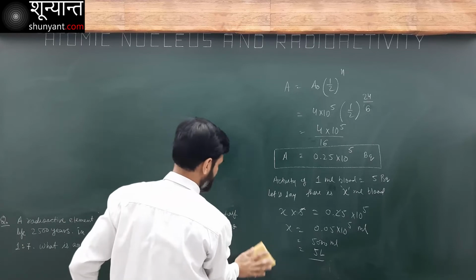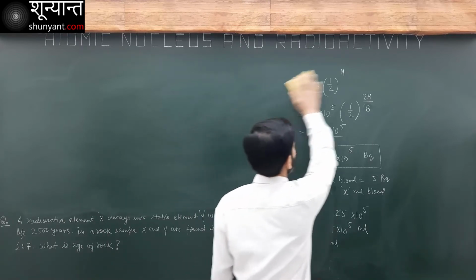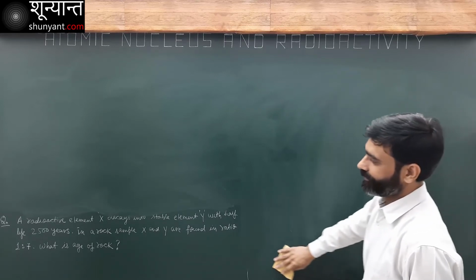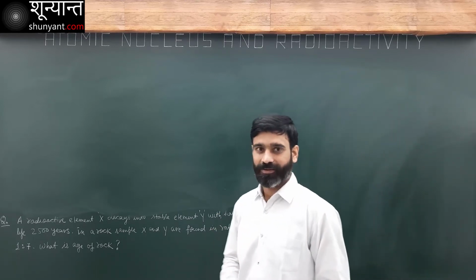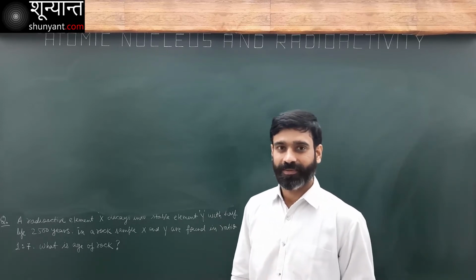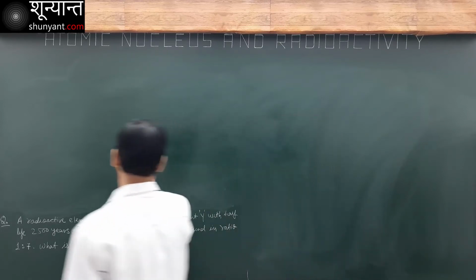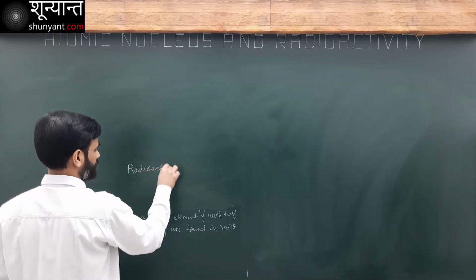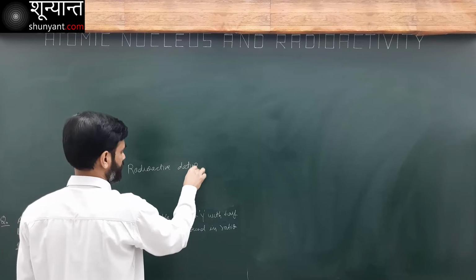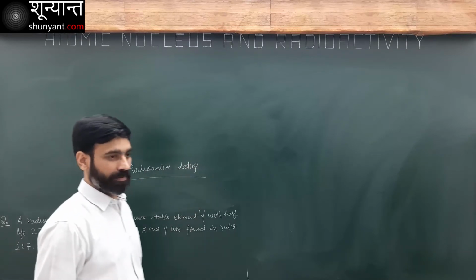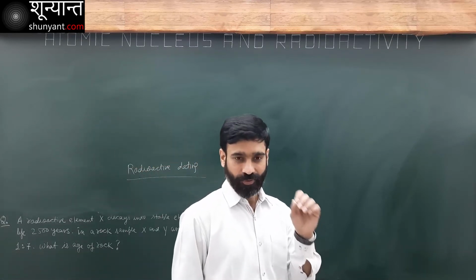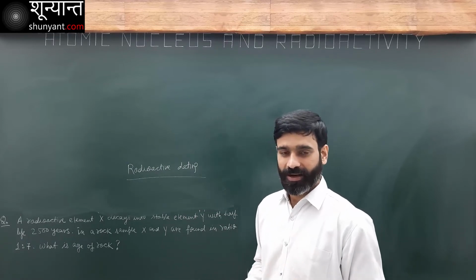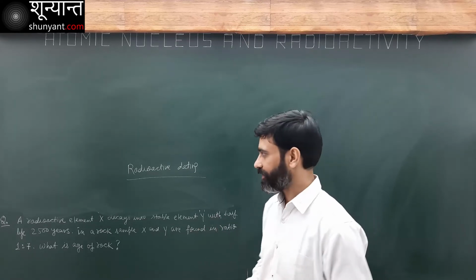And then let's do this last problem and then we will conclude. Last problem. Do you know what is the age of this rock? It is known as radioactive dating. How do I do radioactive dating? Let's solve this problem and then we will discuss a little bit more about this radioactive dating.